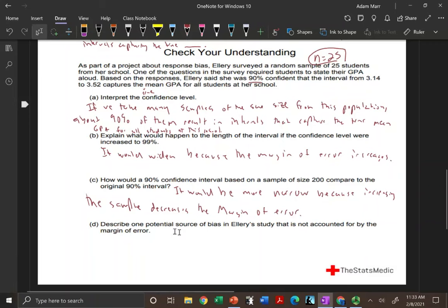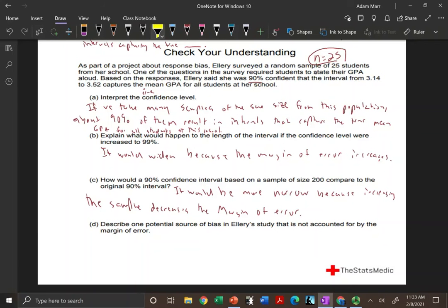Part D: describe one potential source of bias in Ellery's study that is not accounted for by margin of error. So let's look at this again. Ellery surveyed a random sample of 25 students from her school. One of the questions in the survey required students to state their GPA aloud. Based on the responses, Ellery said that she was 90% confident the interval from 3.14 to 3.52 captures the true mean for all students at our school.